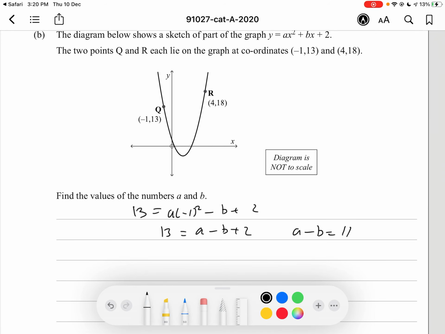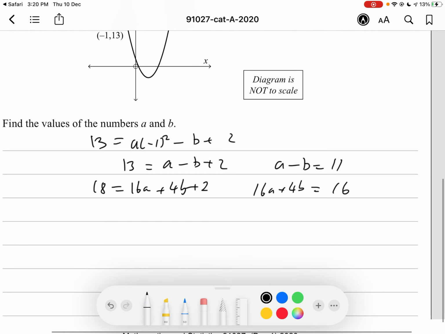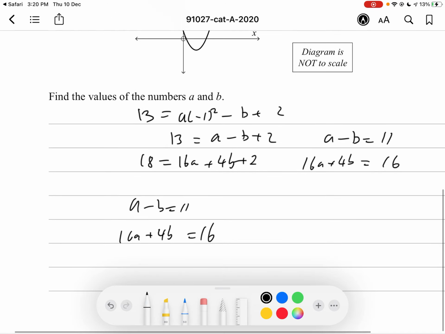We also have f(4) = 18, so 18 equals 4 squared, which is 16, times a, plus 4b plus 2. So 16a plus 4b equals 16. Now we have a minus b equals 11, and 16a plus 4b equals 16.